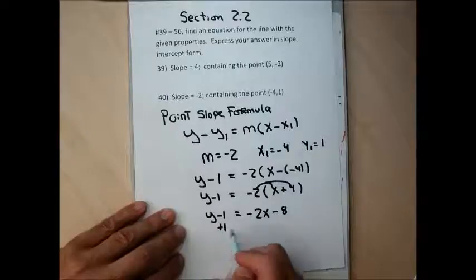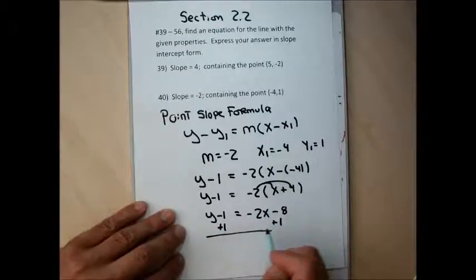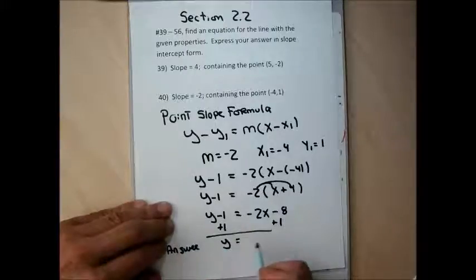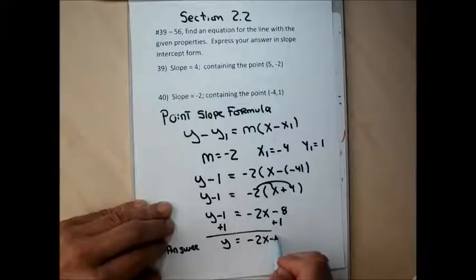Now I'm going to add 1 to both sides. This is going to give me my answer for problem 38. This is the equation of the line that I need to find. It's going to be y equals negative 2x minus 7.